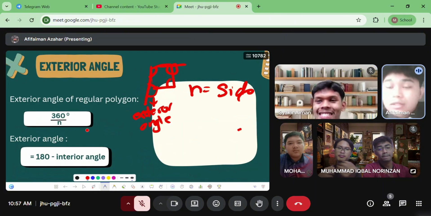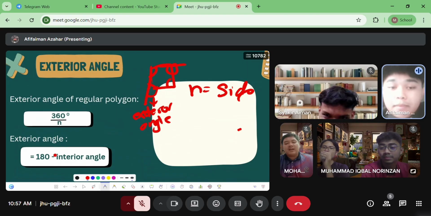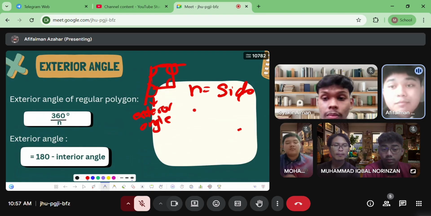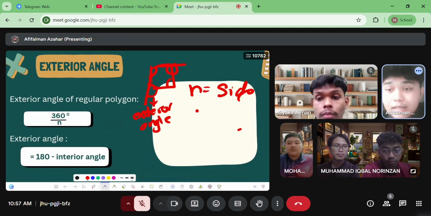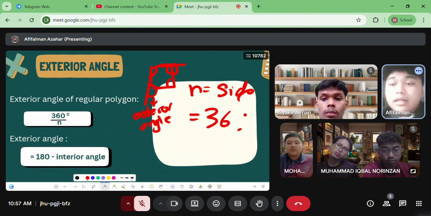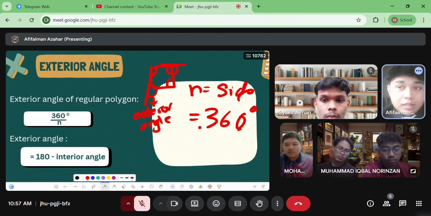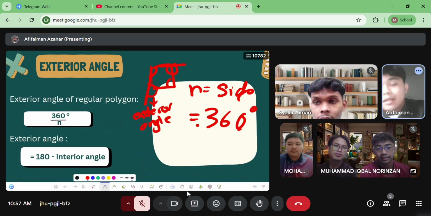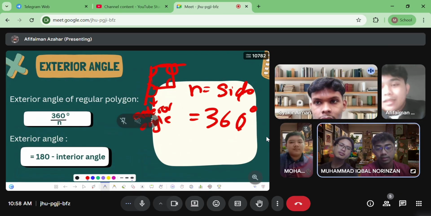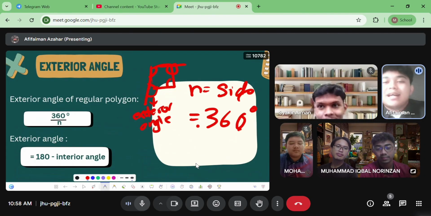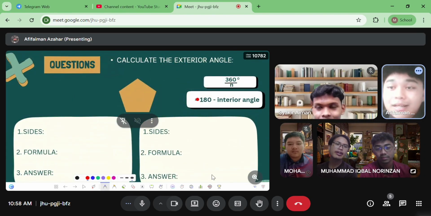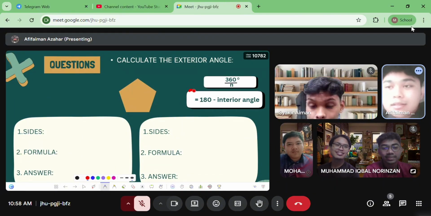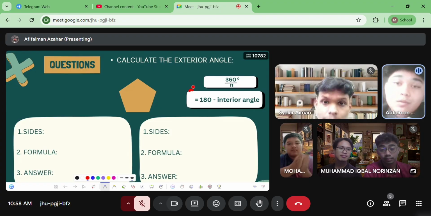So it has two formulas. The second formula is 180 minus the interior angle. And you need to know that the sum of all exterior angles is equal to 360 degrees. Do you guys understand? Iqbal, do you understand? Yes, sir. Right. So alhamdulillah. You need to give a clap, so you know that you really understand what I teach.